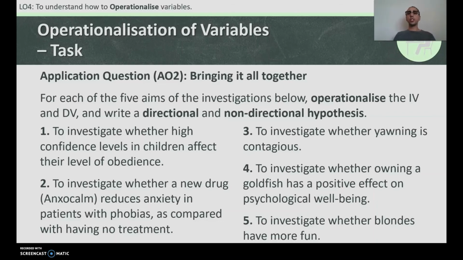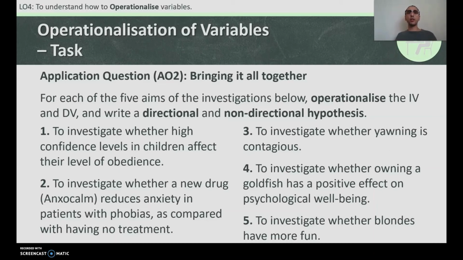Okay, so let's start with trying to operationalize. Now there is not one way to operationalize these variables. There's lots of different ways. The answers I've given are just an example. So confidence levels: the easiest way is usually to give them a questionnaire that measures confidence levels. You give them a questionnaire that measures obedience. Or you could ask them to do something and whether they do it or not is going to show their level of obedience.